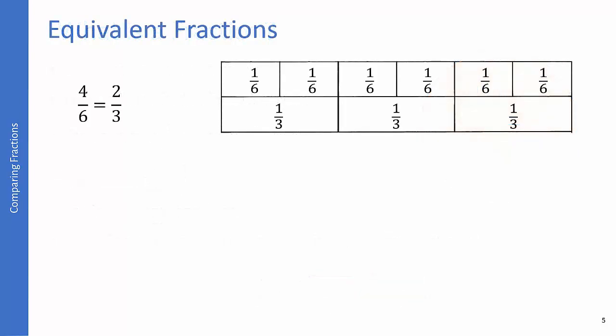The bar has been divided into sixths and thirds. 4/6 are shaded in blue, and that is equivalent to 2/3. We can do that simply by dividing the numerator and the denominator by the same number, in this case 2. We say that we're cancelling down 4/6 to 2/3.